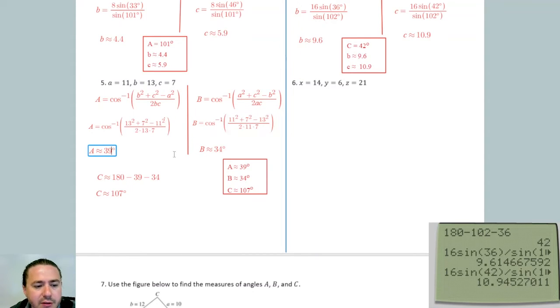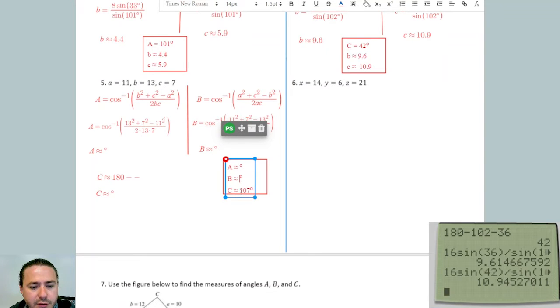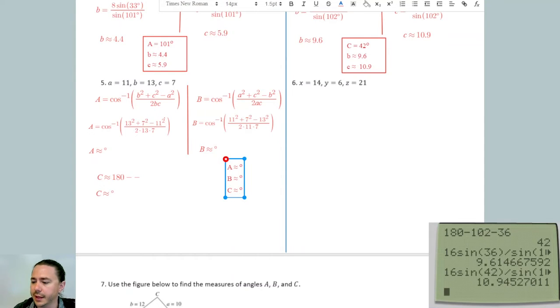Okay, and then let's just delete this for now. We're going to plug all that stuff into the calculator to get our answers. Just kind of cleaning this up. All right, looks good. Let's pull out the calculator and let's get a solution here.